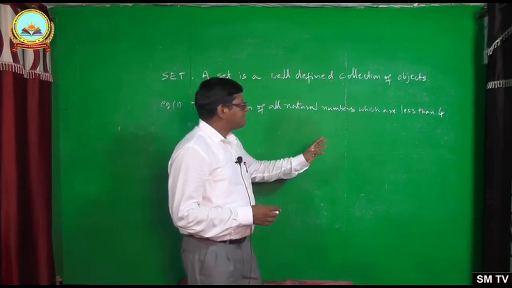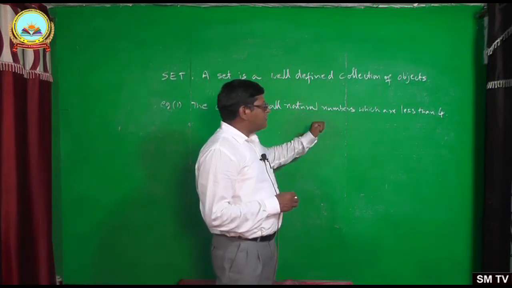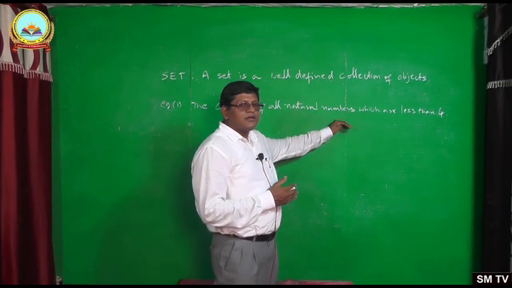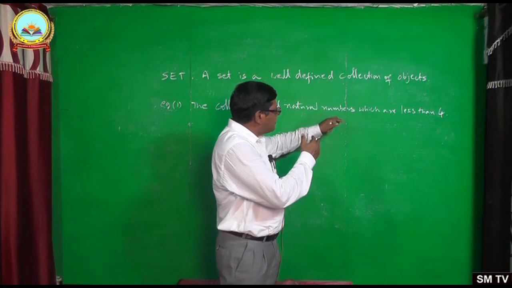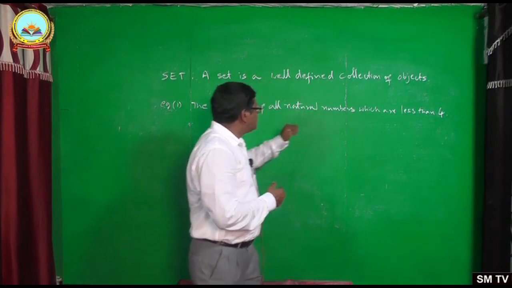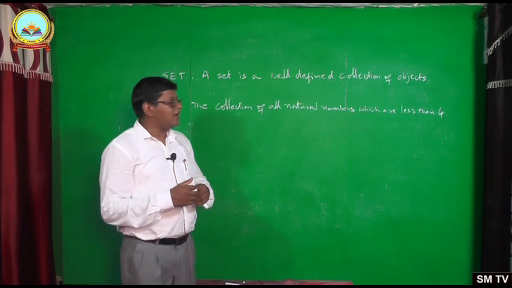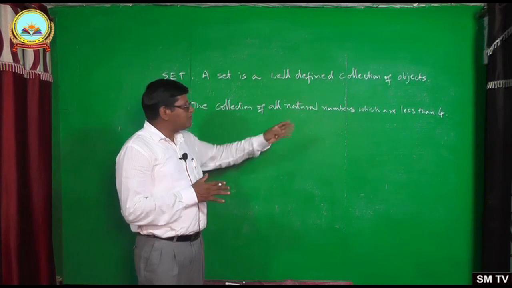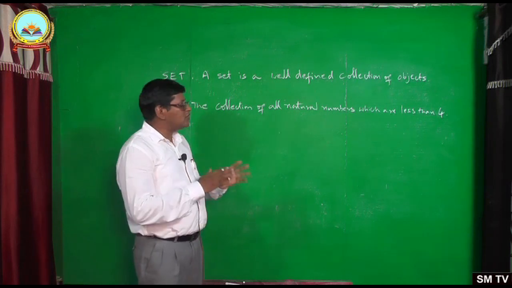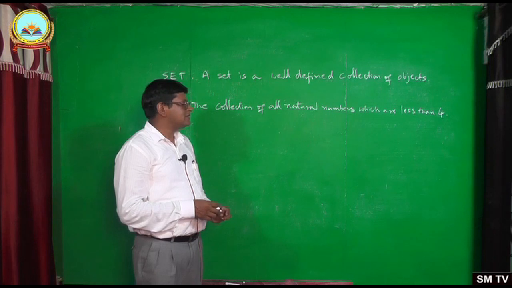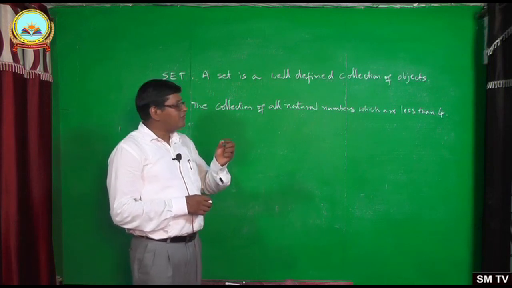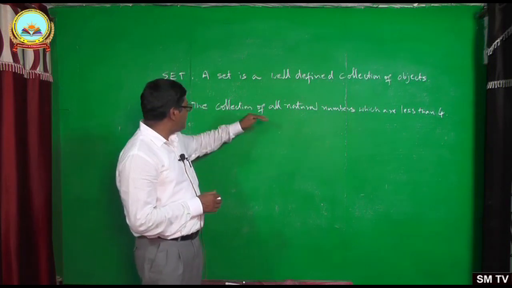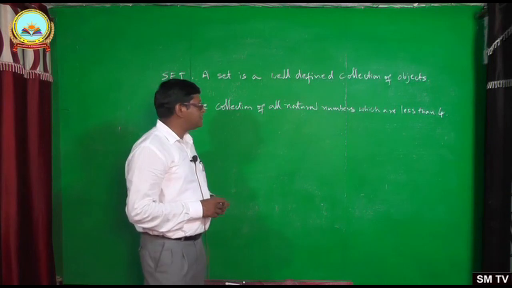Here it is very clear that 1, 2 and 3 are the objects that belong to this collection. Any number other than 1, 2, 3 doesn't belong to this collection. So there is no ambiguity in this case, that if you are given an object, we can say whether it belongs to that collection or not. Therefore, this is a well defined collection, hence this is a set.